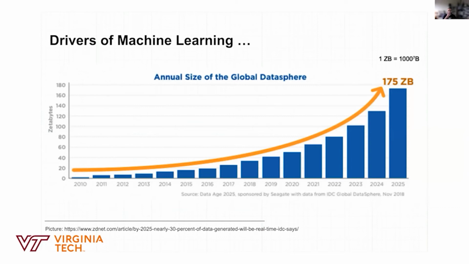All right, just to give you an idea of how much data we have now, as you can see here, by 2025 we expect the annual production of data to be 175 zettabytes, and 1 zettabyte is 1,000 to the power of 7 bytes, which is 1 with 21 zeros. So that's a huge number.